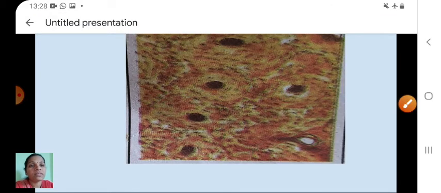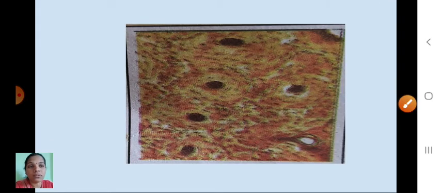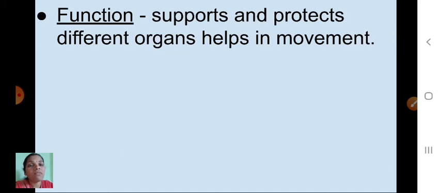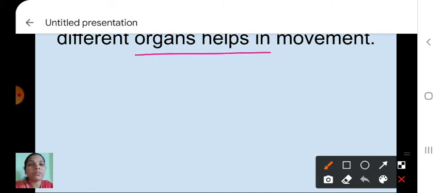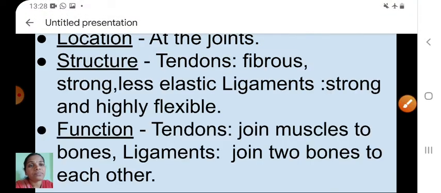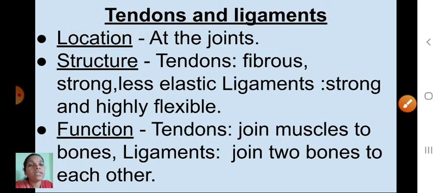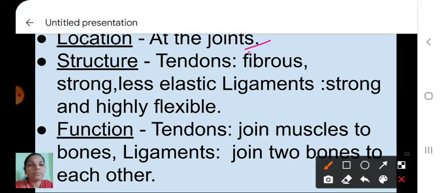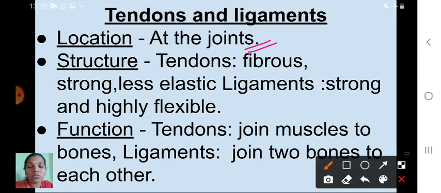Function. See here, this is our bone structure. And the function is: supports and protects different organs, helps in movement. This is the general thing, isn't it, children? So next one is the last one. Yes, tendons and ligaments. Where are they located? At the joint. Wherever bones join, in that place, which ones are there?